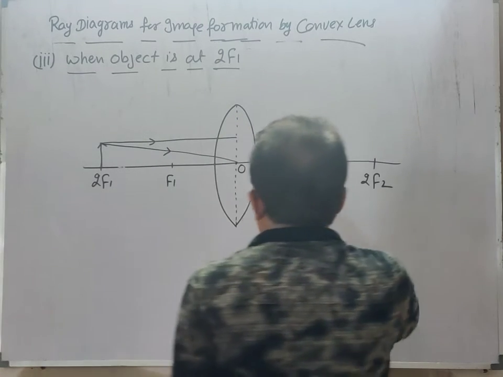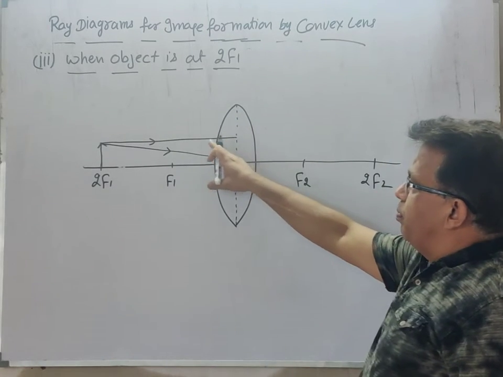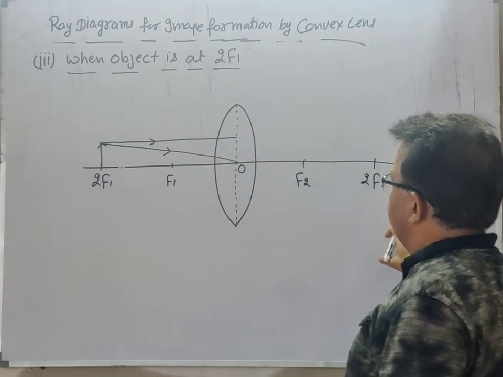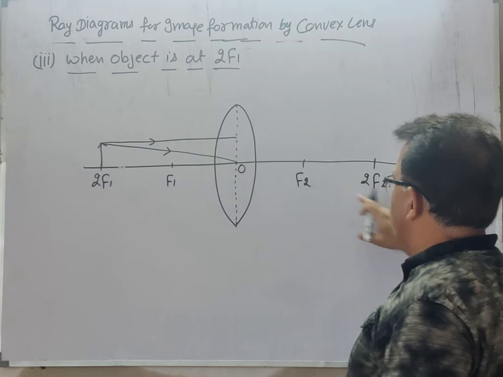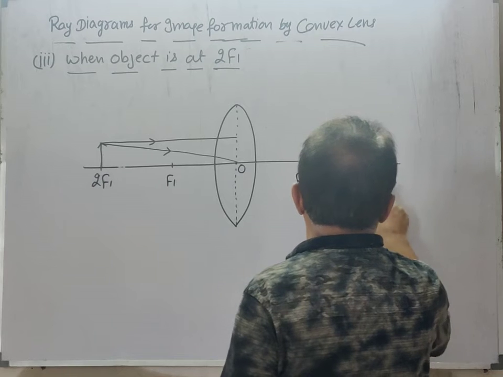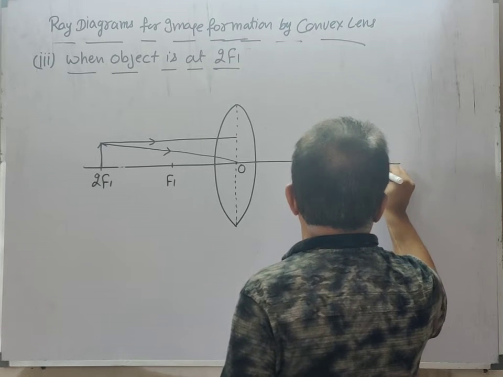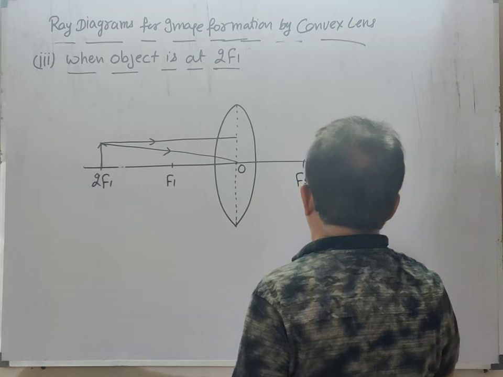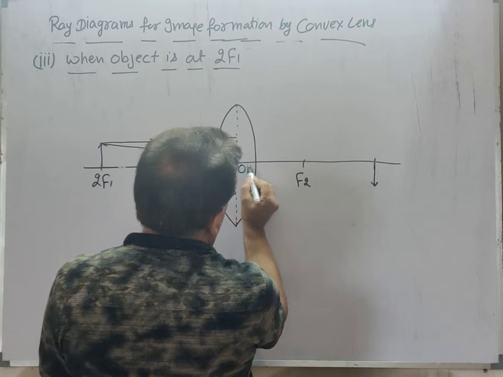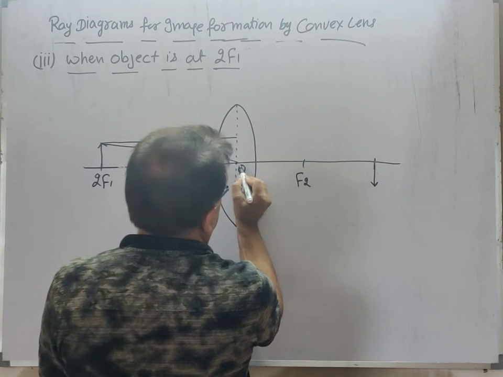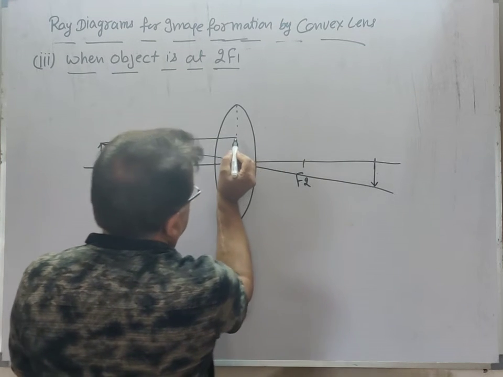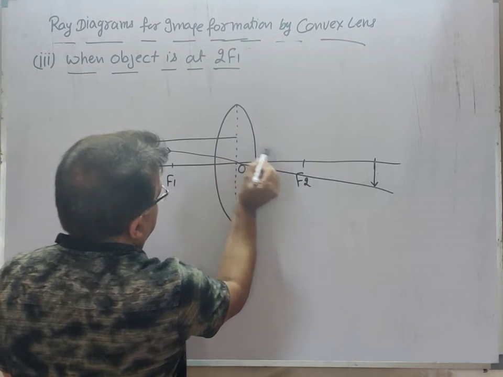We know a ray passing parallel to the principal axis will pass through the principal focus, and the ray passing through the optical center will go straight. So we know that the image will be formed here. We can also show image formation in this case. You will show this ray passing through here, and this will pass through this point.